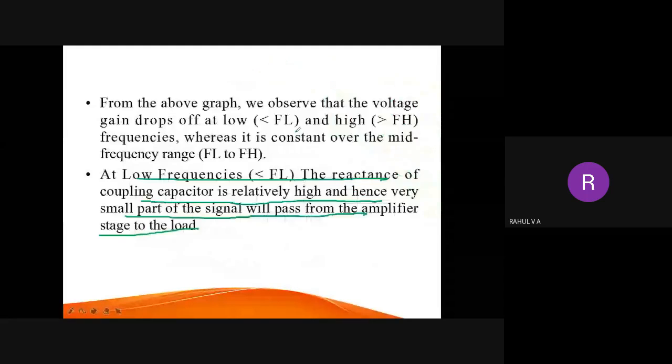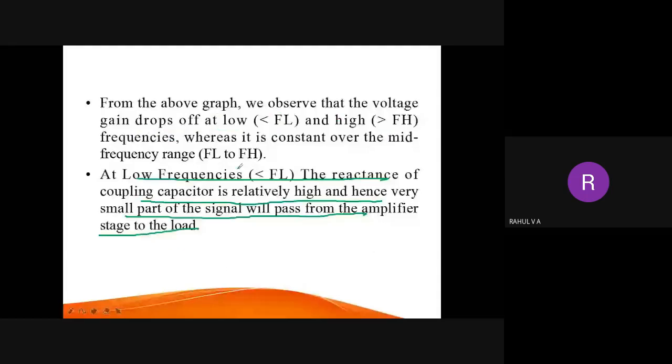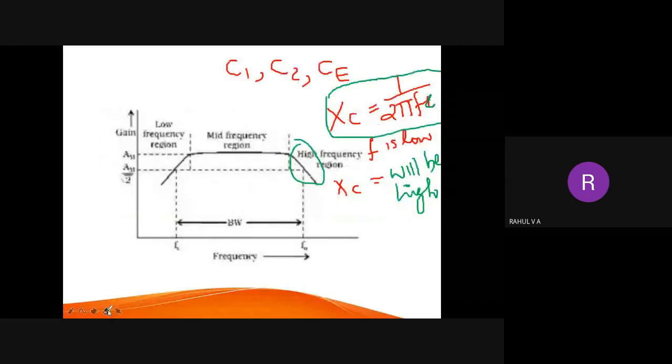Okay, we will read it. At high frequency, okay, again we will read from the start. From the starting we will read. From the above graph, we observe that, okay, all of you just remember this graph. Just have a look at that graph.